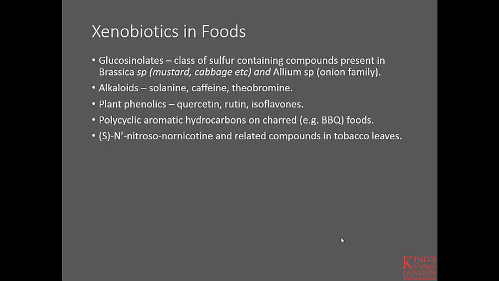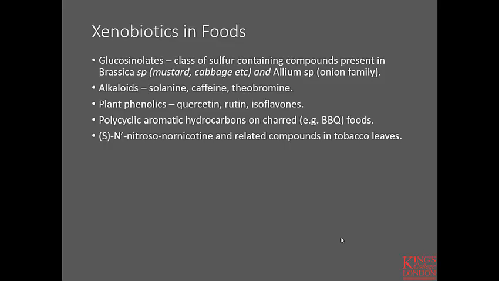So in terms of food, it's xenobiotic, and the way we've been describing it so far, it sounds like chemical contamination of food to some extent. But in actual fact, there are a lot of chemicals in our food which are naturally occurring in these particular food items. So things like glucosinolates, these are sulfur-containing compounds that are present in things like mustard and cabbage, or allium compounds, which are found in the allium species. Then there's alkaloids, things like caffeine or theobromine, plant phenolics like quercetin or isoflavones.